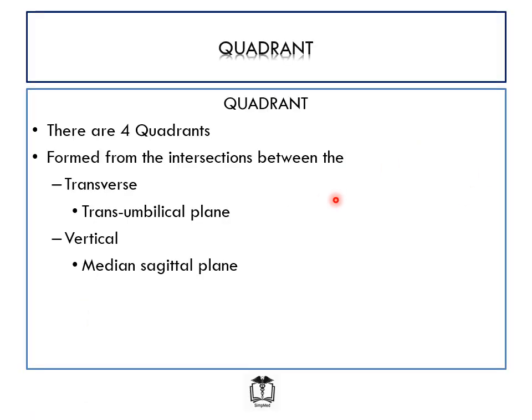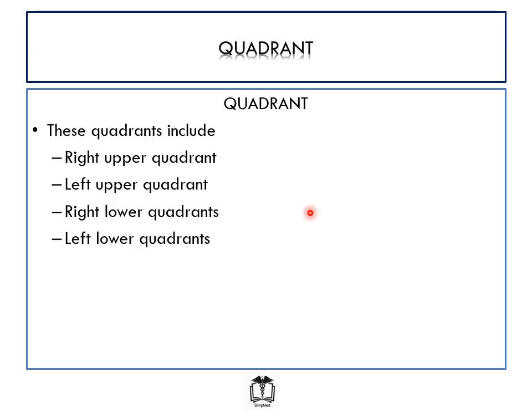Now let's talk about the quadrants of the abdomen. We have four quadrants of the abdomen. These quadrants are derived from the combination of the transverse and vertical planes, particularly the transumbilical plane and the median sagittal plane. So the combination of these two planes will give us four quadrants of the abdomen. What are these four quadrants? They include the right upper quadrant and the left upper quadrant, and then the right lower quadrant and the left lower quadrant.